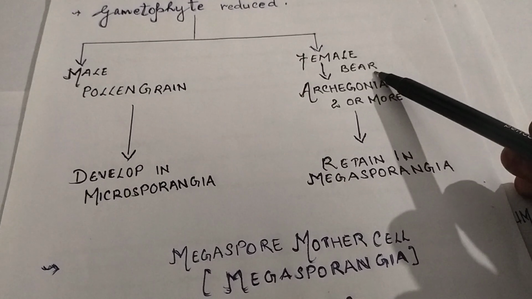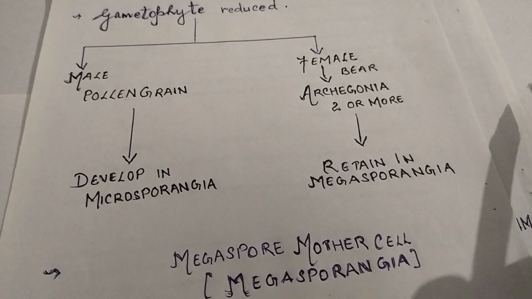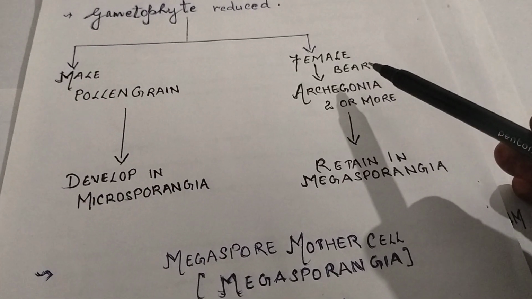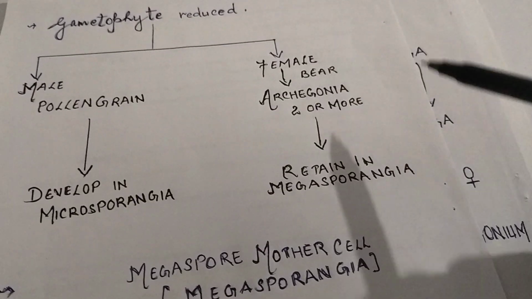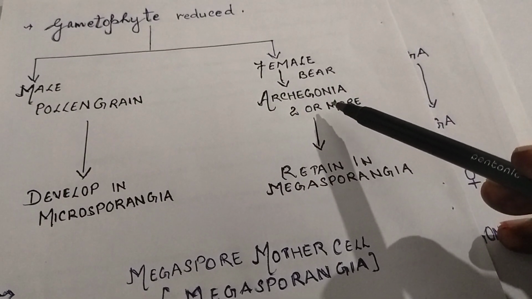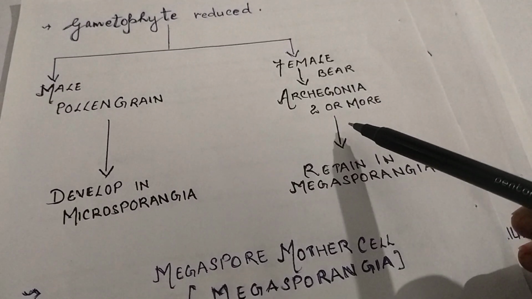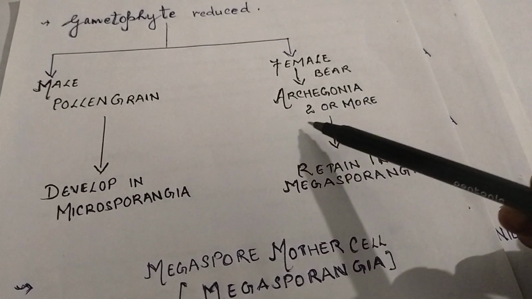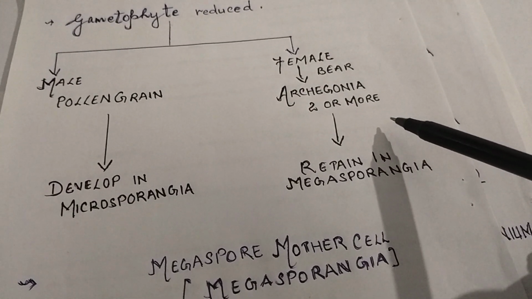And this female gametophyte will bear archegonia, that is the female sex organ. This female gametophyte is formed from the megaspore. One megaspore develops to form the female gametophyte. This female gametophyte is multicellular. It will bear the female sex organ, known as archegonia, and they may be two or more in number. Means the female gametophyte will bear two or more female sex organs, that is archegonia.